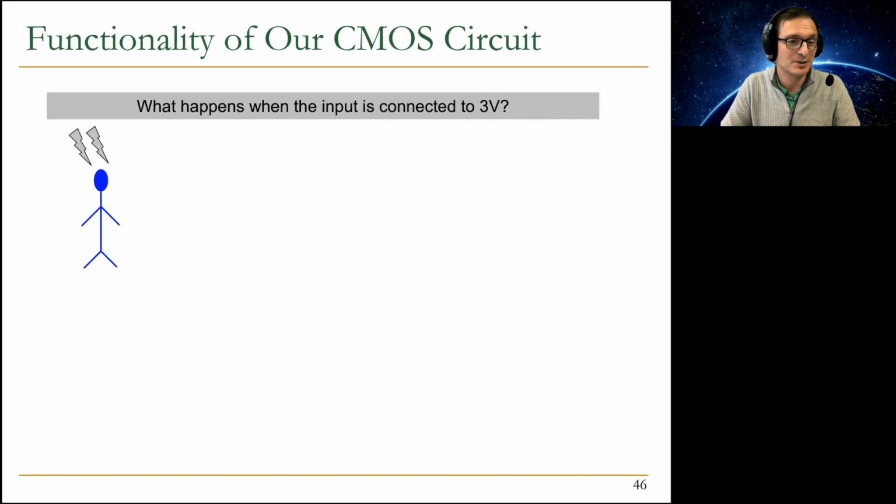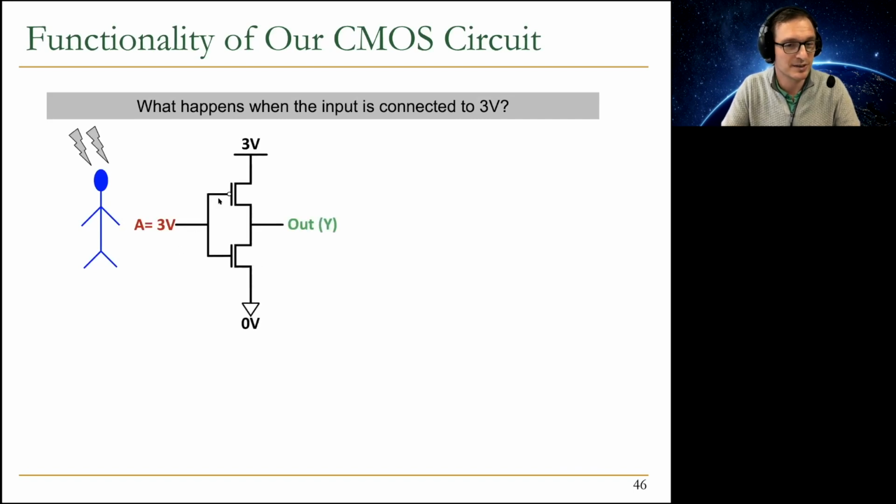So we have the same person over here applying 3 volts to the input voltage of both of these transistors. And what we're going to get over here is, well, let's look at the NMOS again. Remember, the NMOS transistor acts like a piece of wire if the gate has high voltage. So this is going to be a piece of wire. So 0 volt will be connected to the output.